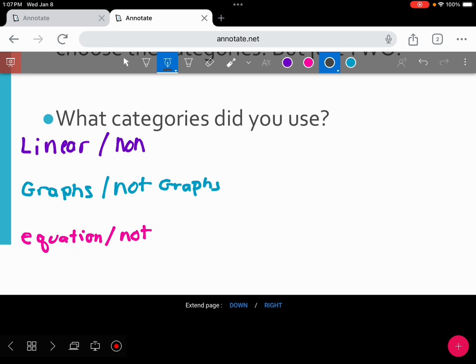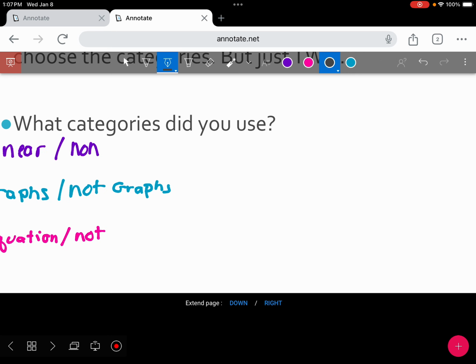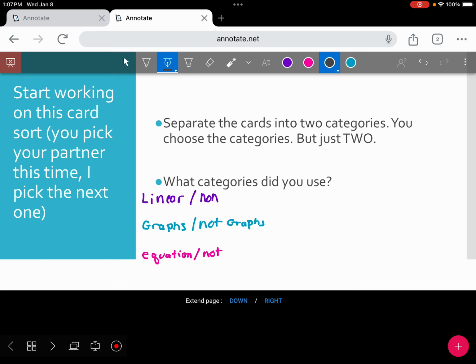Anybody use anything different? What were you guys using? Linear, non-linear? Okay. Cool, cool. Anybody use anything different? Okay, cool. So, tuck those to the side for a second. We're going to come back to them.